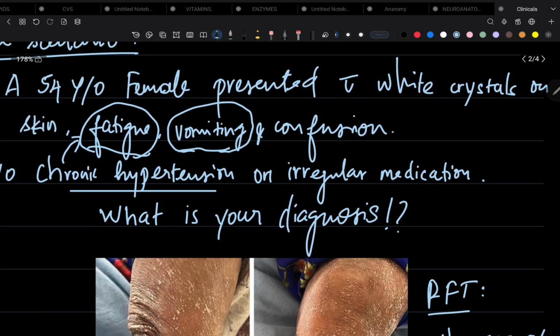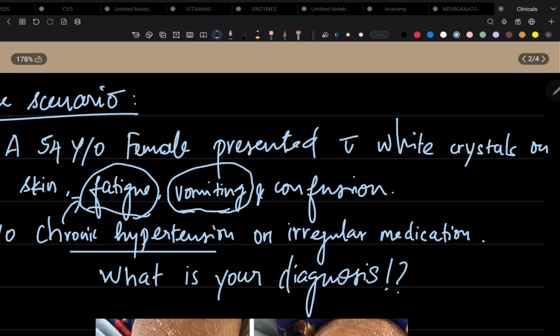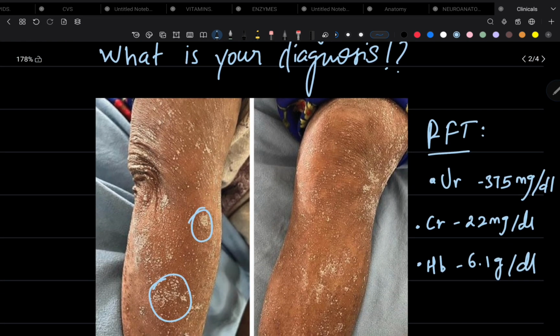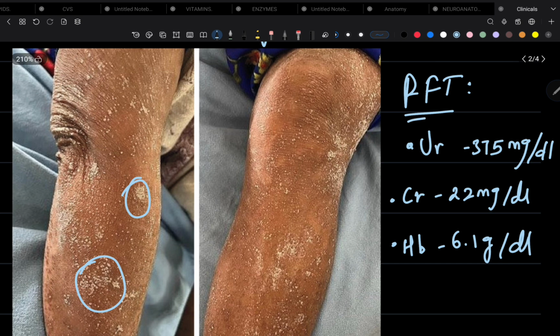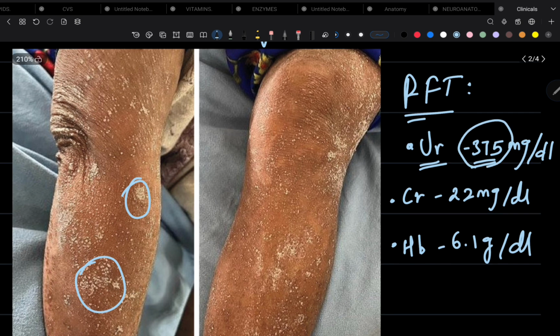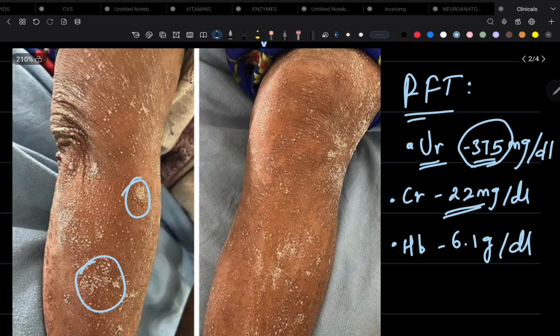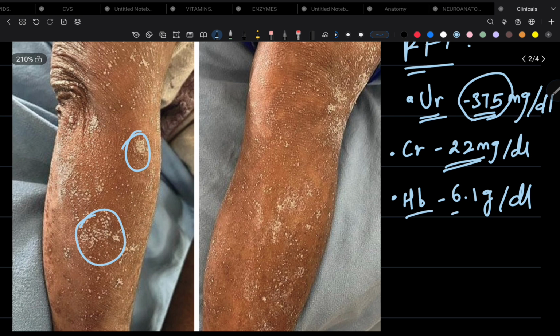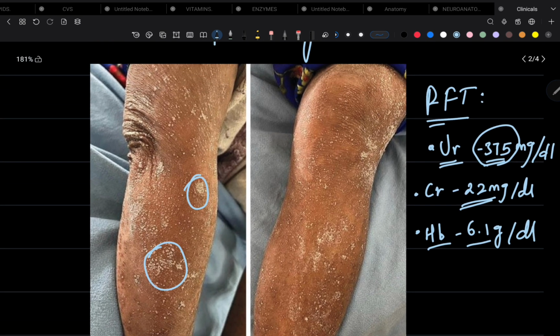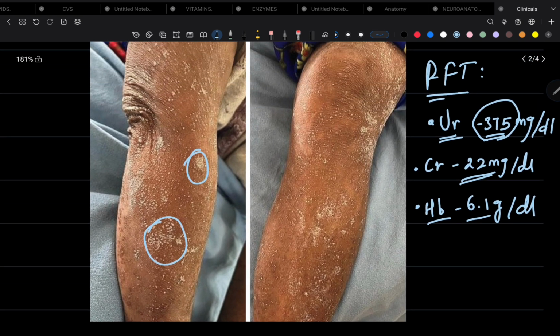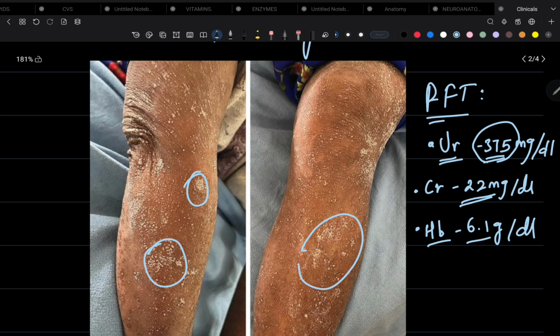After narrowing down to renal system, we should look into the investigations, and these are the RFT findings. Urea is elevated. It is drastically elevated. In fact, it is 375 mg per deciliter. Creatinine is 22 milligram per deciliter, and hemoglobin is 6.1 gram per deciliter. From this, we can come to the point that kidney is involved. And this is nothing but the uremic frost.